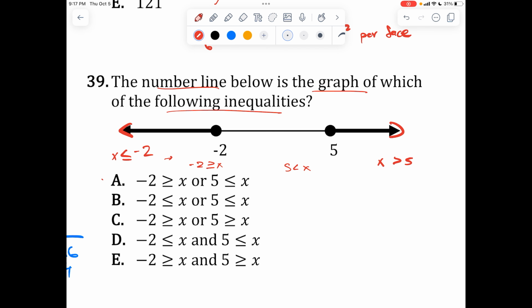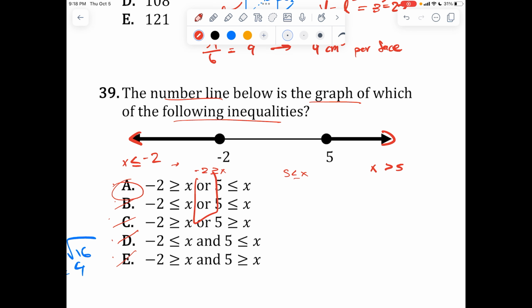This one looks like it does. This one looks like it does not. This one looks like it does not. The answer has to be this.